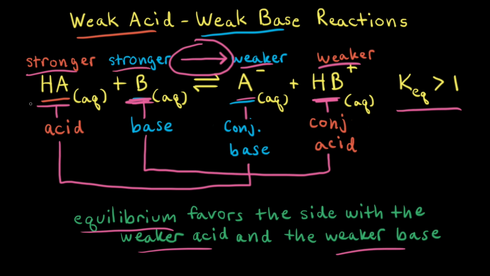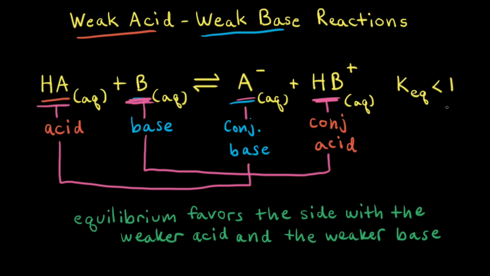So when comparing our two acids, HA and HB+, HA is the stronger acid of the two. And when comparing our two bases, B and A-, B is the stronger base of the two. When the equilibrium constant is less than 1, that means at equilibrium there are more reactants than there are products. Therefore, this time the equilibrium favors the formation of the reactants.